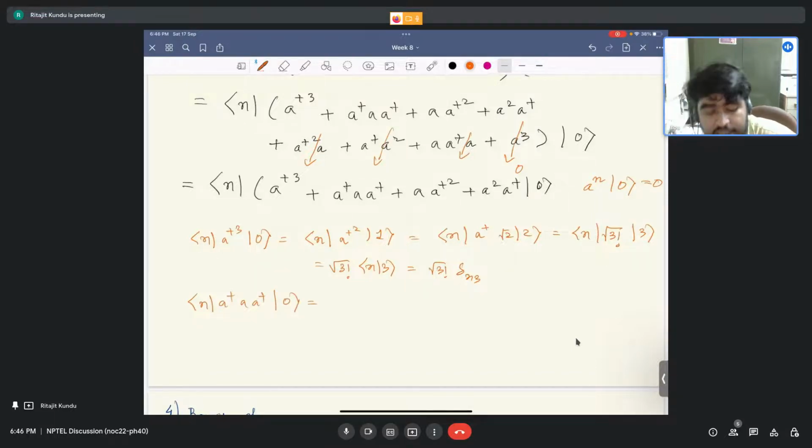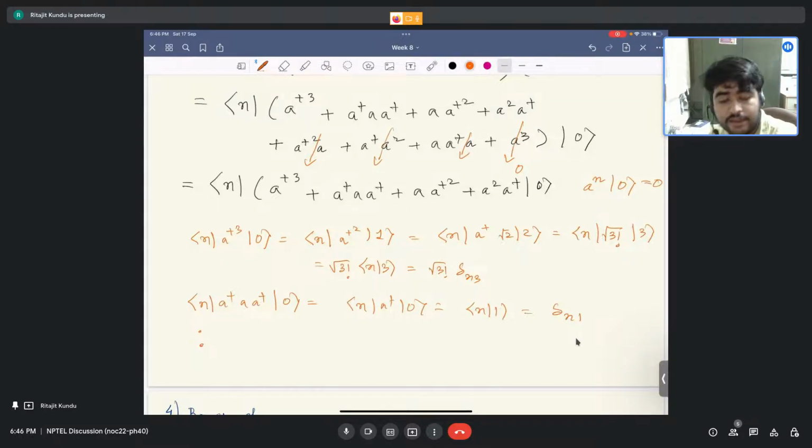So a dagger will increase it by 1 and a will decrease it by 1. So nothing will happen. So we'll only have n a dagger 0. Okay. So then it becomes n and 1. So then it becomes delta n 1, Kronecker delta n and 1. Similarly, you can calculate the rest of the two terms.